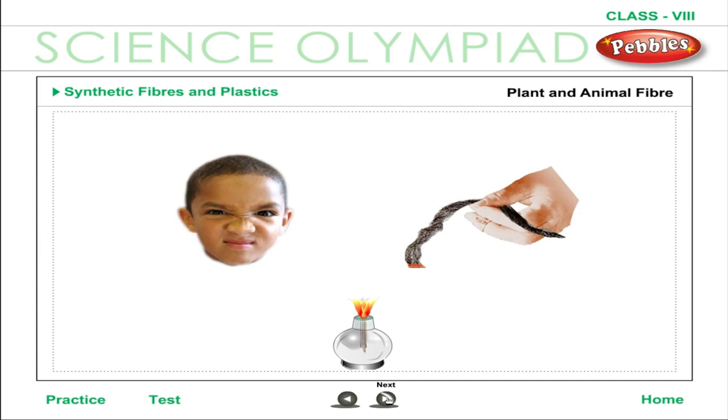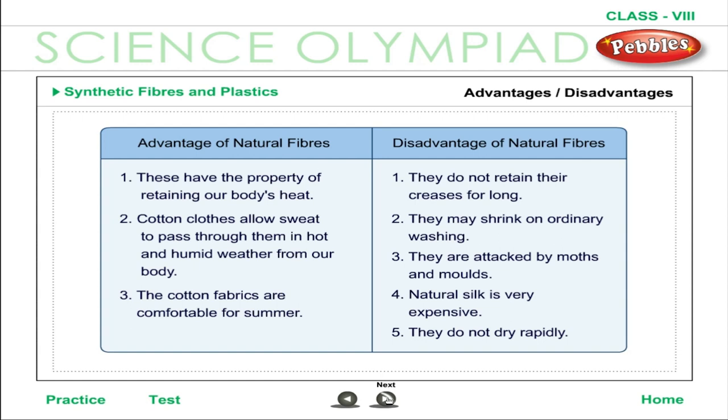Advantages and disadvantages of natural fibers. Advantages: these have the property of retaining our body's heat. Disadvantage: they do not retain their creases for long. Cotton clothes allow sweat to pass through them from our body in hot and humid weather. They may shrink on ordinary washing.